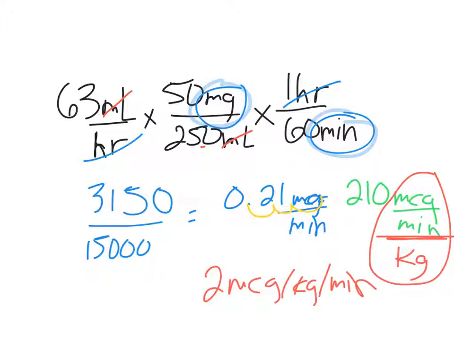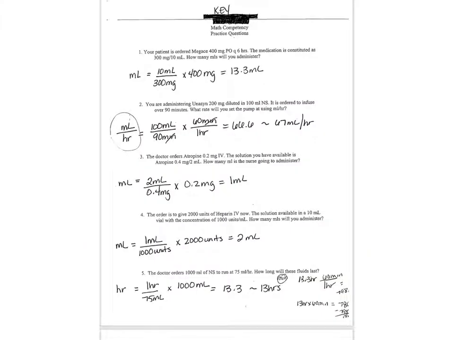The worksheet she gave you was kind of the more complicated one. There was also this worksheet that she gave you the key to, that I was looking through, and it looks like she's just using the dimensional analysis. But for the most part, most of these you could just use the dosage calculation formula, because it's the exact same thing. So on number 1, your patient is ordered 400 milligrams by mouth every 6 hours. The medication is constituted as 300 milligrams per 10 milliliters. How many milliliters would you administer?